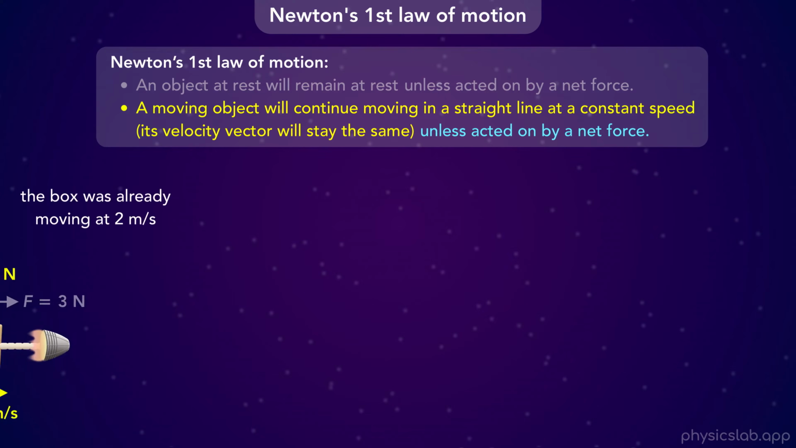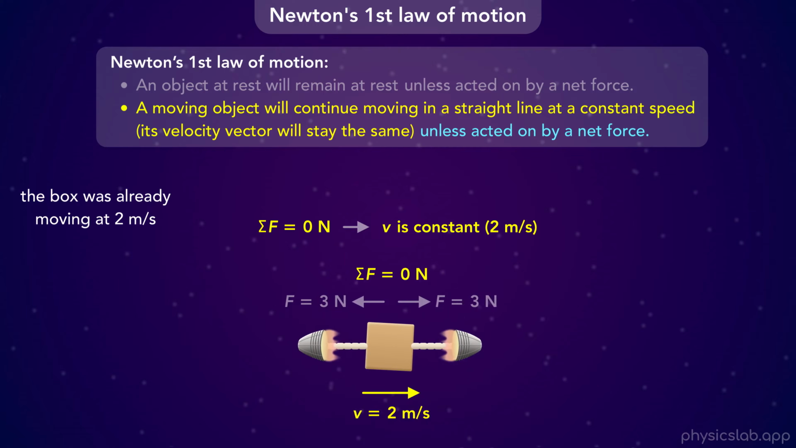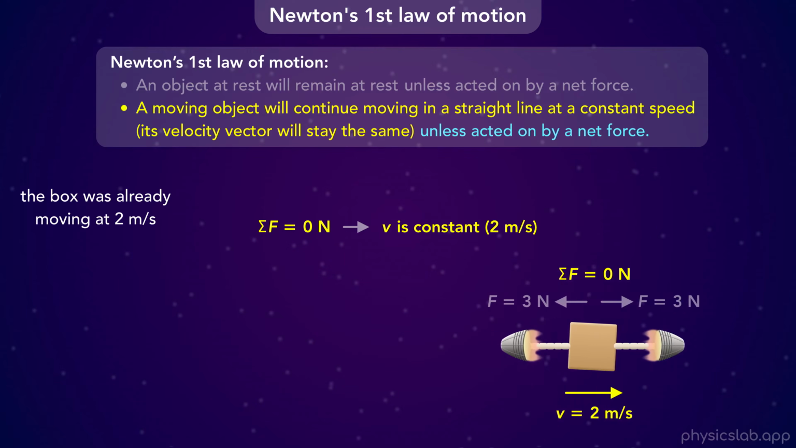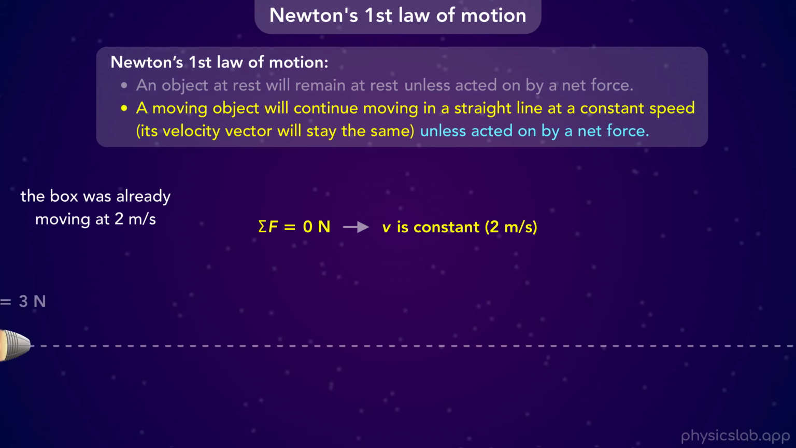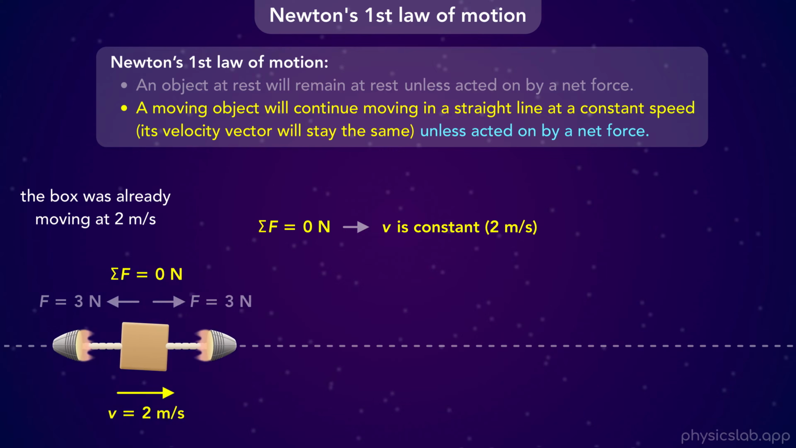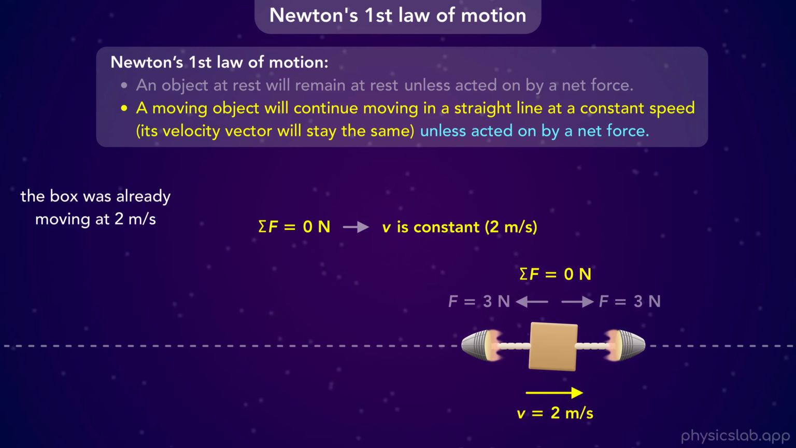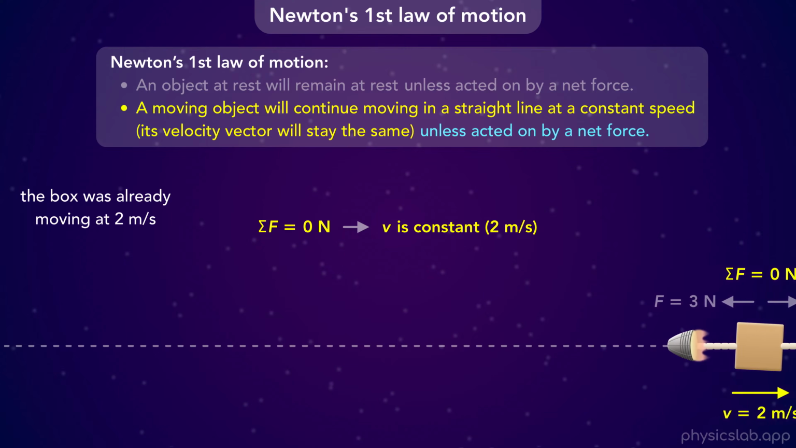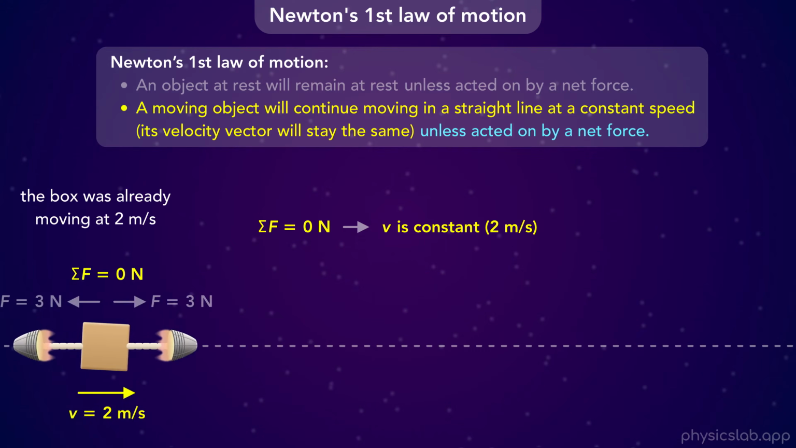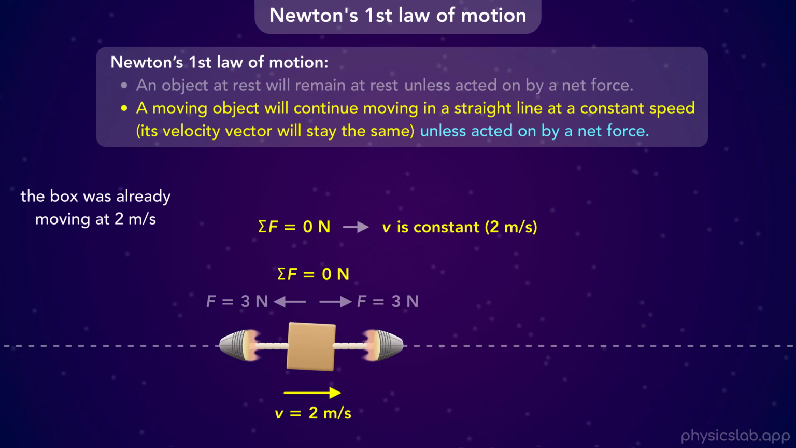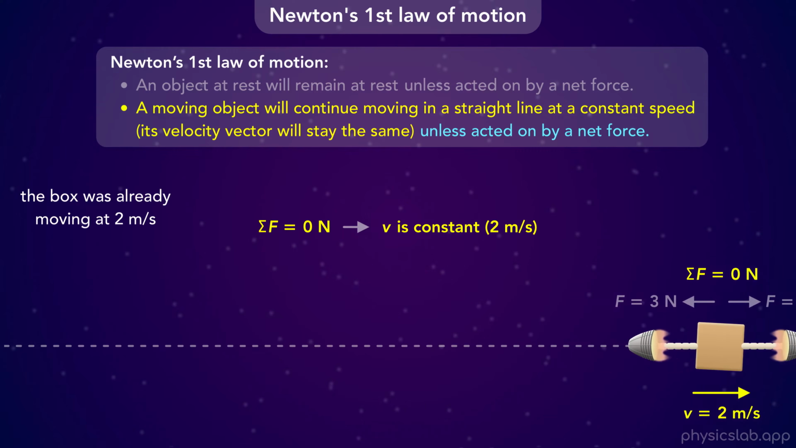What if this same box was already moving at 2 meters per second? The net force is still 0, so the velocity is constant. This box will move in a straight line at 2 meters per second forever. Again, it doesn't matter how or why the box was moving to begin with. Maybe someone gave it a push. But it's already moving, and the net force is 0, so it will continue moving with a constant velocity.